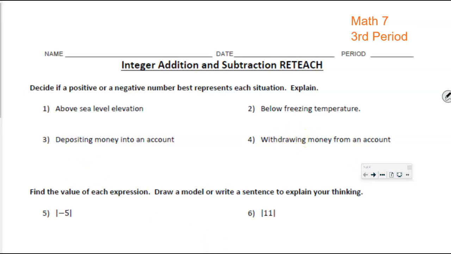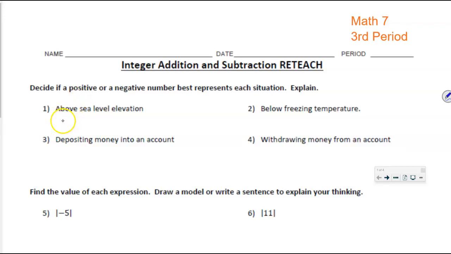So, to get started, we're going to talk about if we should be using positive or negative numbers to represent each of these situations. We have number 1, above sea level. 2, below freezing temperature. 3, depositing money into an account. And 4, withdrawing money from an account. Students have already discussed these in class, so let's go over them on the recording.